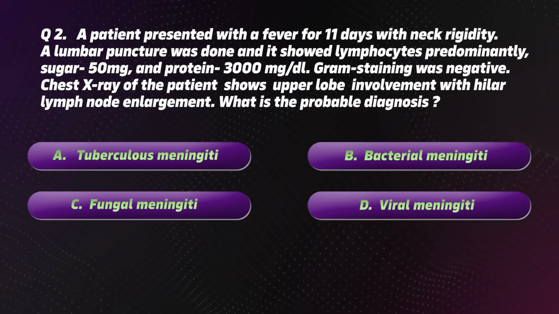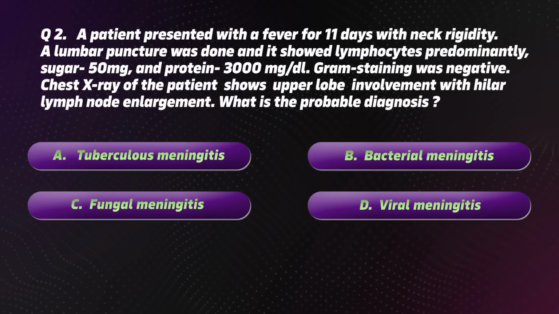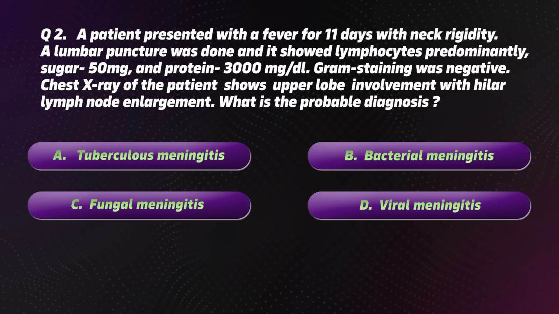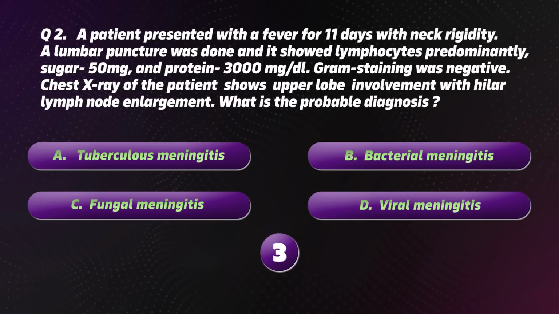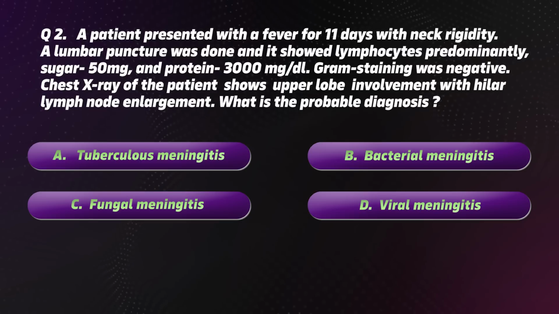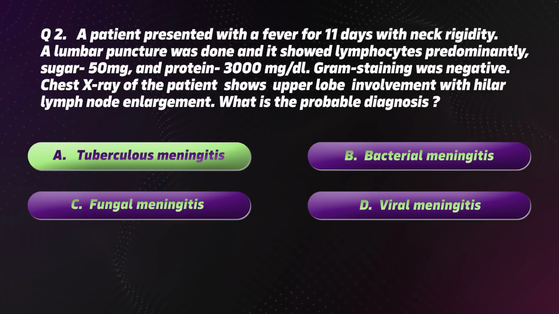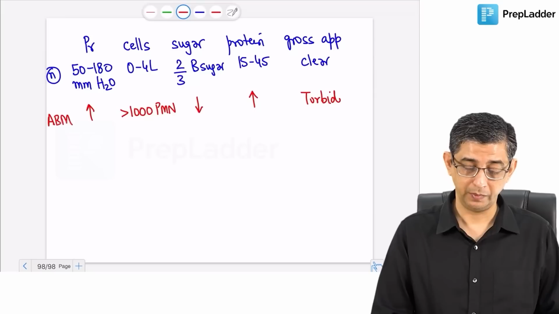Here are the options. A. Tuberculous meningitis, B. Bacterial meningitis, C. Fungal meningitis, D. Viral meningitis. And the correct option is A. Tuberculous meningitis. Here is the explanation.